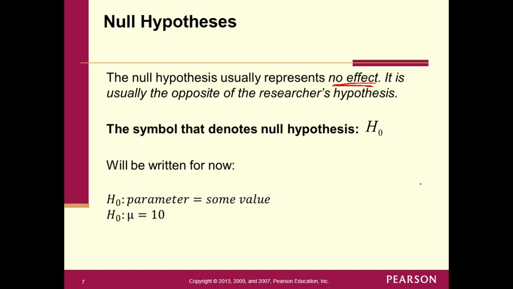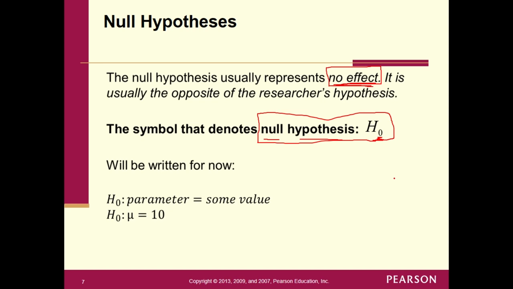Because it has this idea of no effect in it, nothing or zero in mathematics is a null. That's why we call it the null hypothesis, and the symbol that we give it is h sub zero. Null meaning empty or zero, that's why we give it h sub zero. So it's really important that you know that terminology, that the null hypothesis is h sub zero.